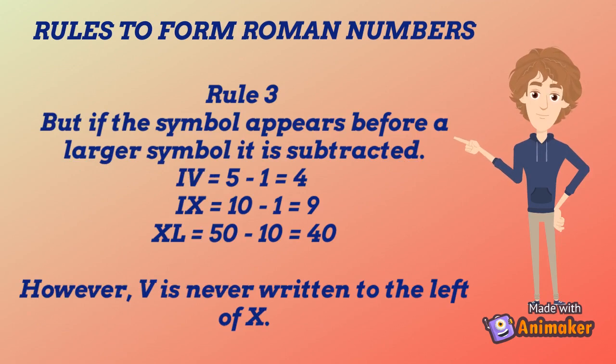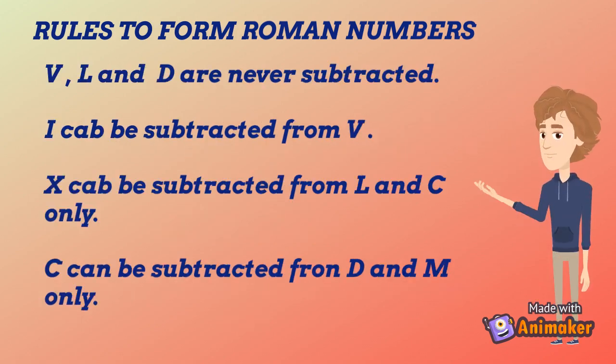Rule 3. If a symbol appears before a larger symbol, it is subtracted. IV equals 5 minus 1 equals 4. IX equals 10 minus 1 equals 9. XL equals 50 minus 10 equals 40. However, V is never written to the left of X. V, L and D are never subtracted. I can be subtracted from V and X only. X can be subtracted from L and C only. C can be subtracted from D and M only.